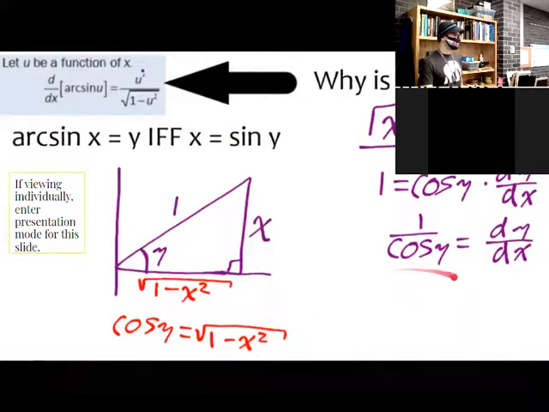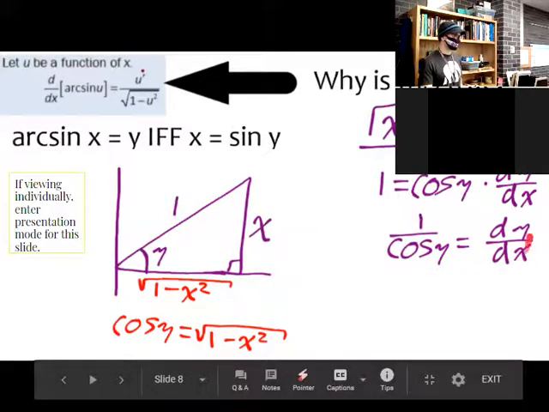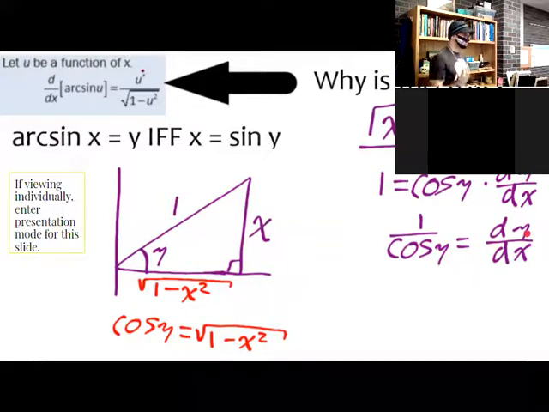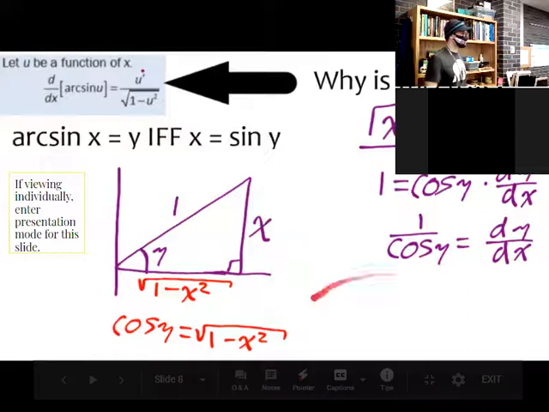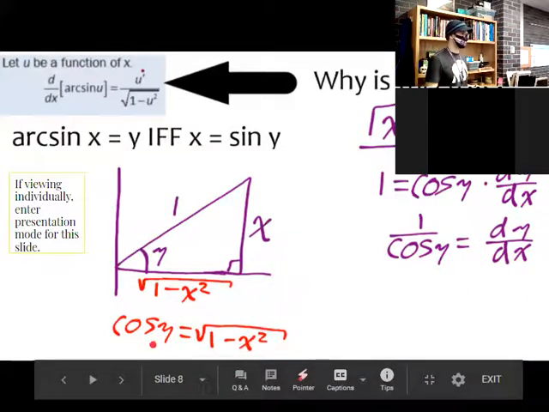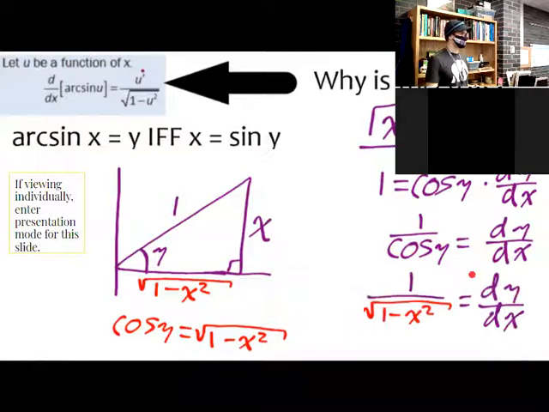Now, in a sense, we could just be done when we get right here, because we've solved for dy/dx. But again, typically, it's nice if we can to solve explicitly for a variable. And while it didn't seem like we could, by using some geometry as well, we can come up with an algebraic expression for cosine of y. And that's why the derivative of arcsine is 1 over the square root of 1 minus x squared, or u prime over the square root of 1 minus u squared.